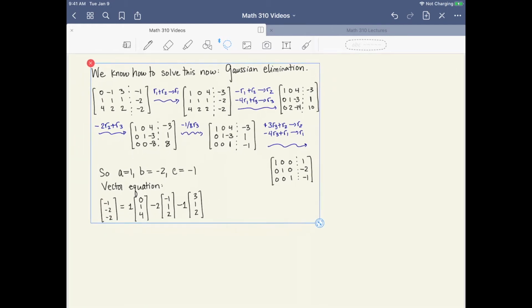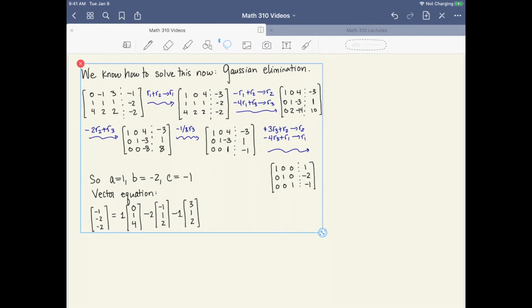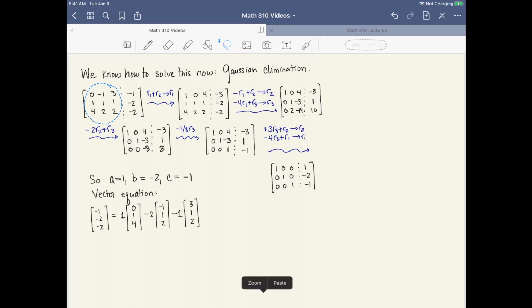The solution for this problem using Gaussian elimination is written right here. I won't go through every step slowly because we've worked problems like this many times, but you take your augmented matrix A followed by the vector that you're trying to express as the linear combination of the other three. And you use the row operations to put it into reduced row echelon form. When you finally arrive at reduced row echelon form, then you're able to read off the solution. In this case, it's a is 1, b is -2, and c is -1.